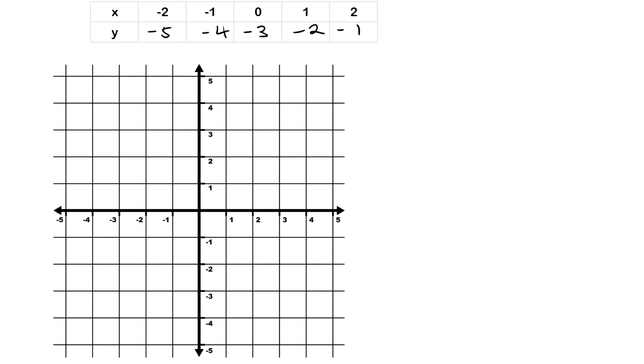To do this, I will be using a red color to indicate my points. So the first point was x equals -2, and then y equals -5, so I can put a point at that coordinate. -1, -4. I continue to plot my coordinates until I've plotted them. I can then use a ruler to draw a line through. Once your line is drawn through, that is the equation of the line. That is our graph.